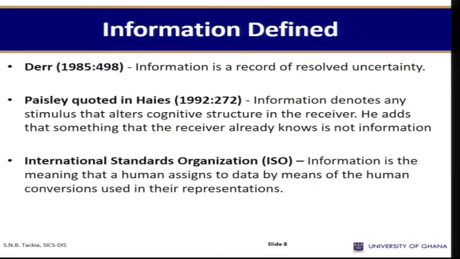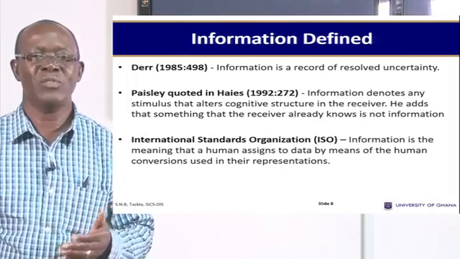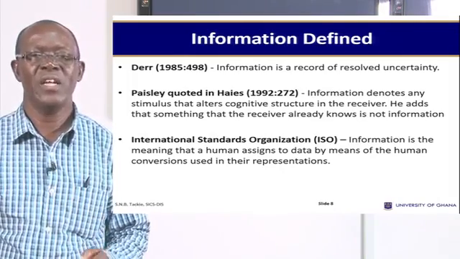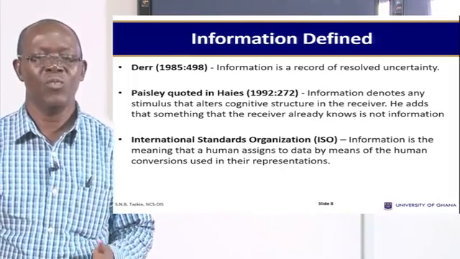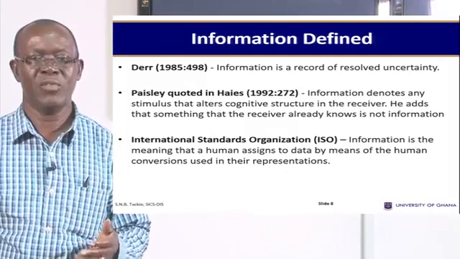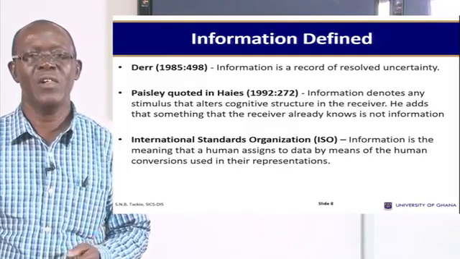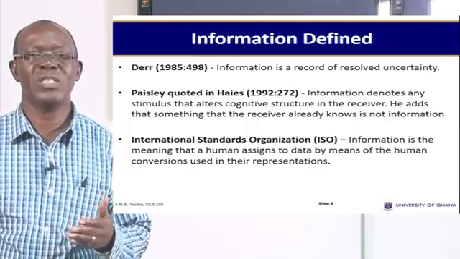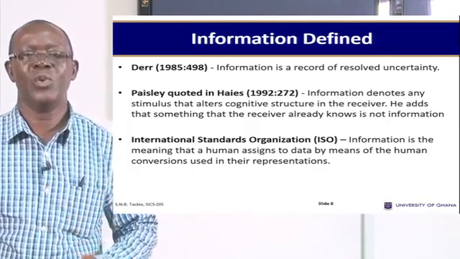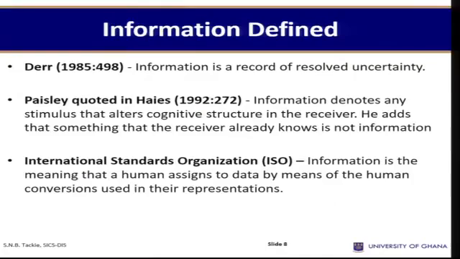Then again, Pearlsey and Hayes say that information denotes any stimulus that alters cognitive structure in the receiver. Any stimulus that alters cognitive structure in the receiver. So for example, as you sit here waiting to hear what I have to say about what information is, at the end of the day, what I will tell you will be stimulus. The information that I'll pass on to you will be stimulus which will alter your cognitive structure. That means it will alter your understanding of what information is.